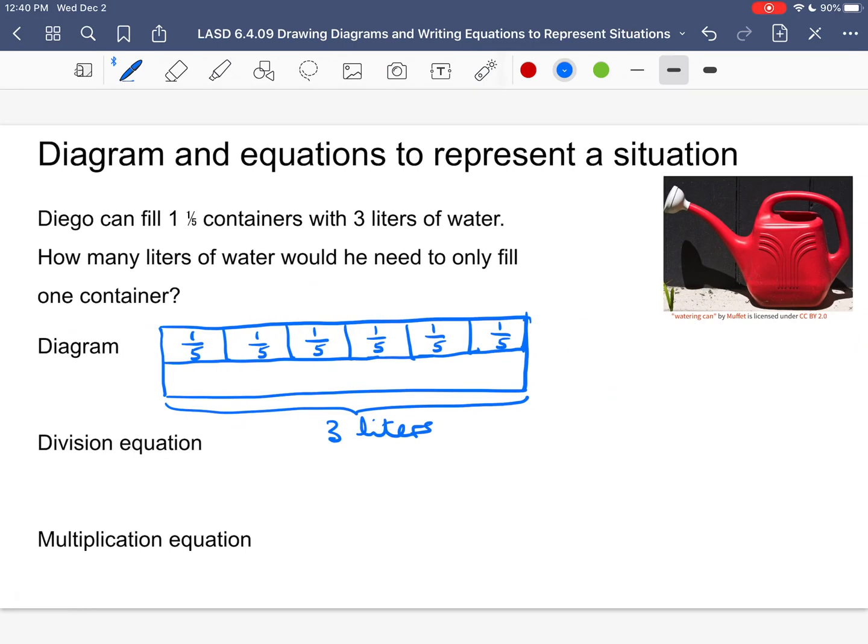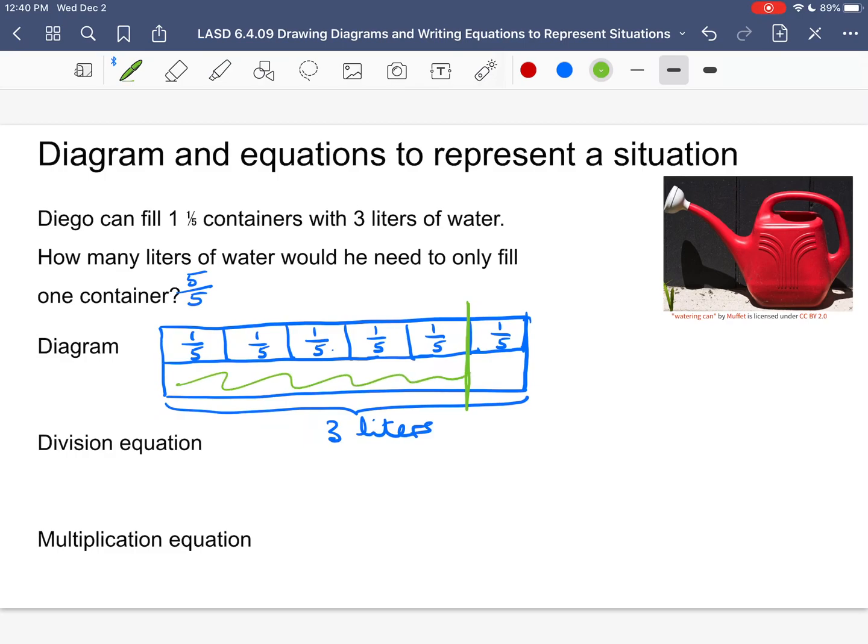So here we have a situation where Diego is filling 1 1/5 containers with 3 litres of water. How many litres would he need if he's just going to fill 1 container? So how many litres of water? That's our question. And 1 container is 5/5. So how much water would he need for 5/5 of a container? And I've started the diagram here with 6/5, 1, 2, 3, 4, 5, 6, and 3 litres. And how much water will he need for 5/5? That would be here. He would need this much water.